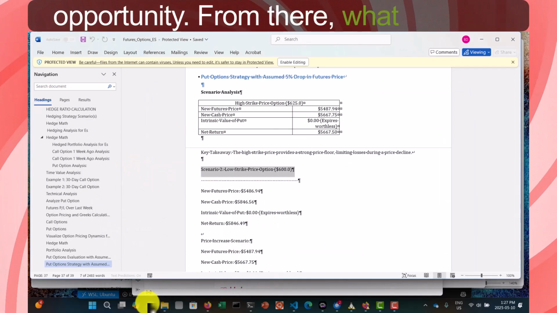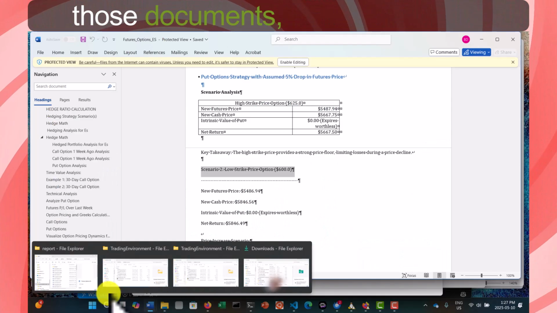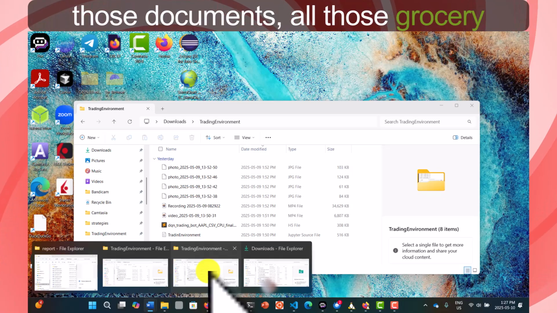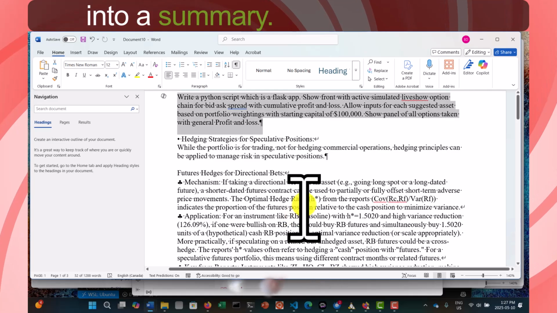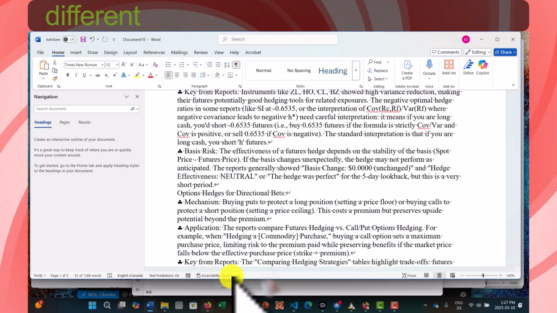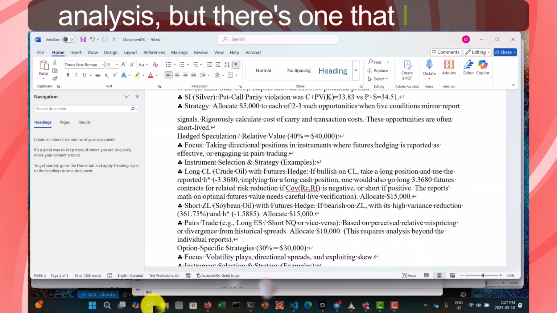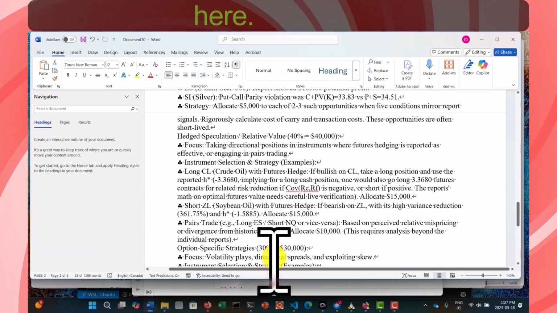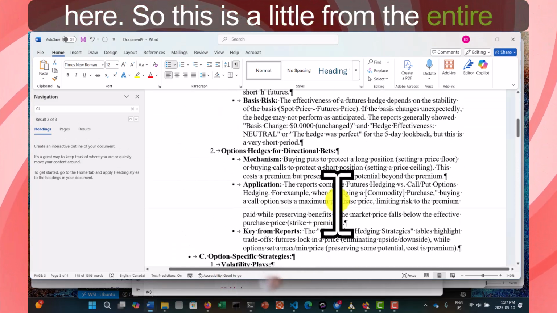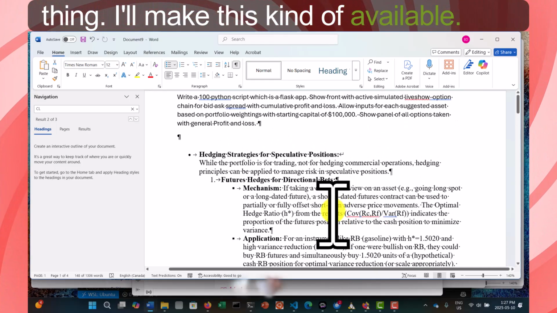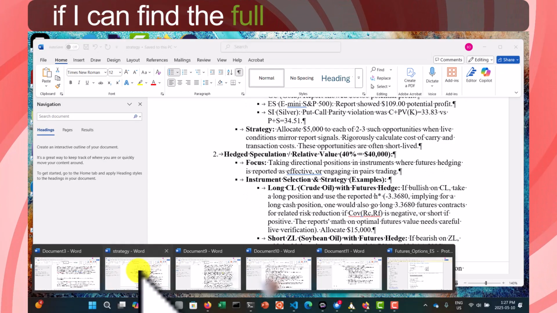From there, what we can do is feed back into the AI all of those documents, all of those reports, as I call them, and put them into a file, into a summary. There are different LLMs I could use with different analysis, but there's one that I like. So this is a sample of what it will generate here. This one will go through the entire thing. I'll make this one available. Let me see if I can find the full one. Yeah, this one right here.